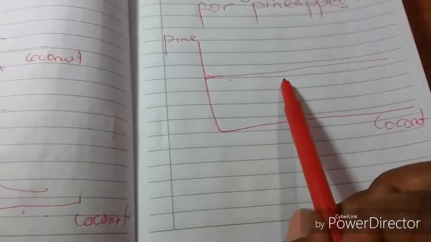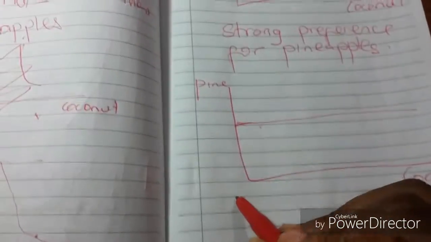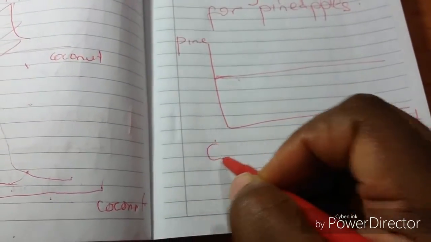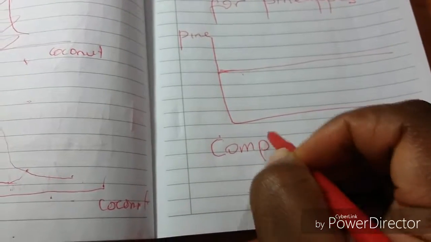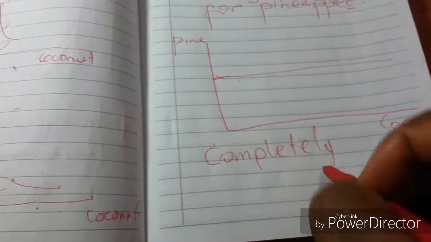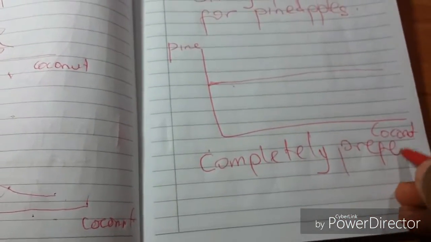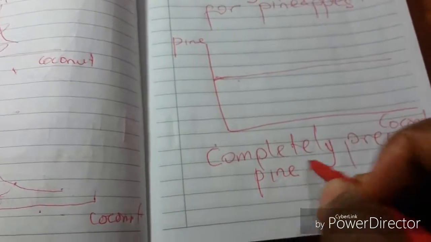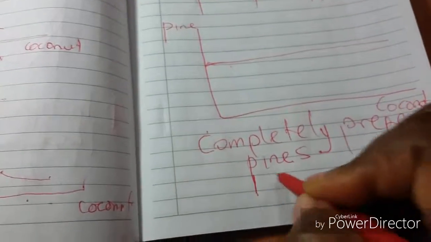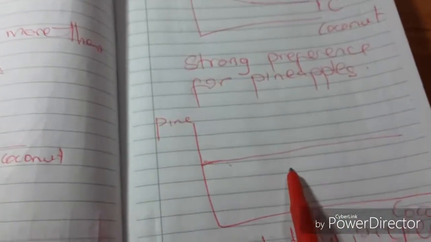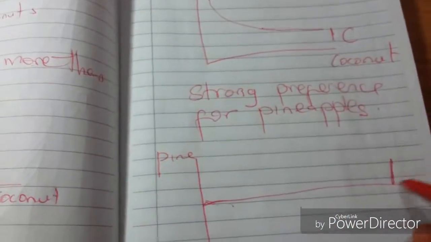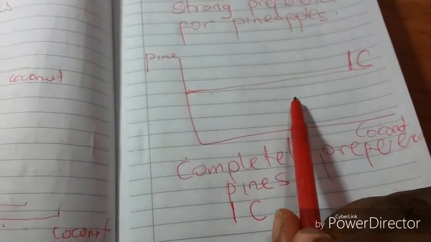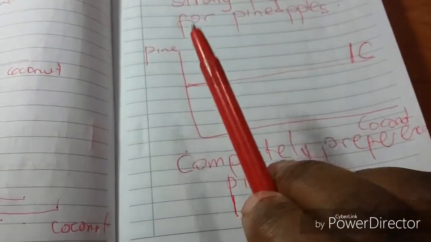When you have total preference for pineapples, your indifference curve will be shaped like this. The indifference curve for pineapples will be horizontal.